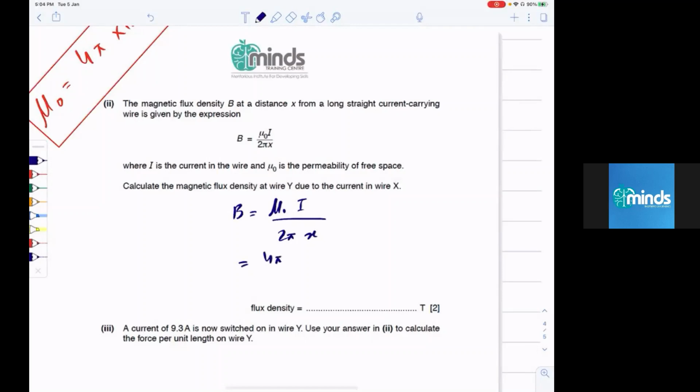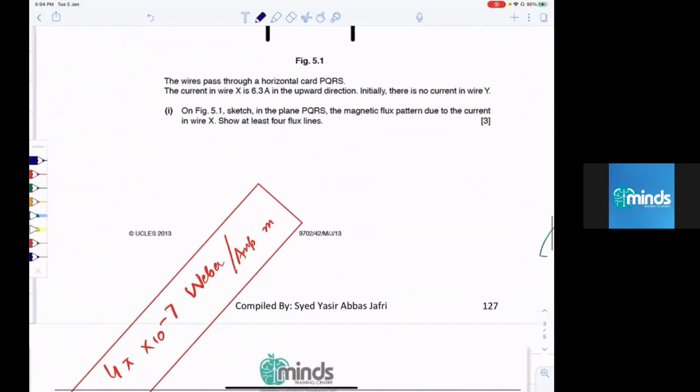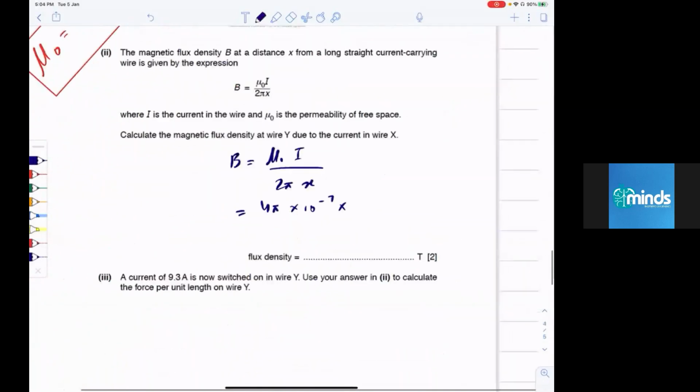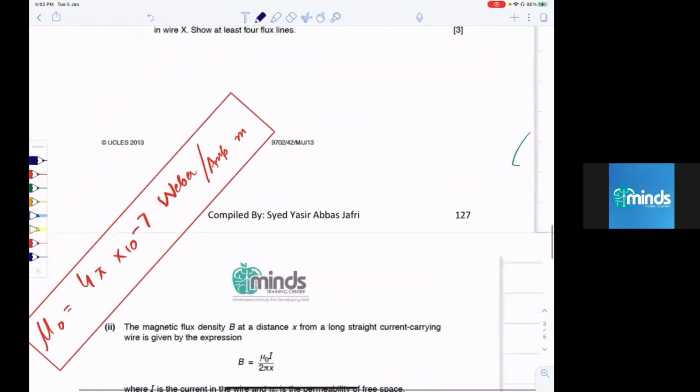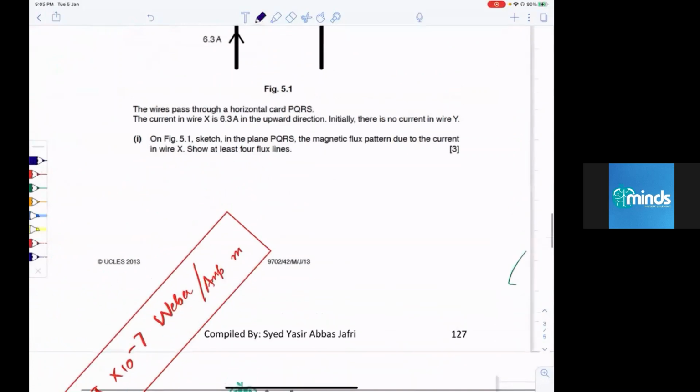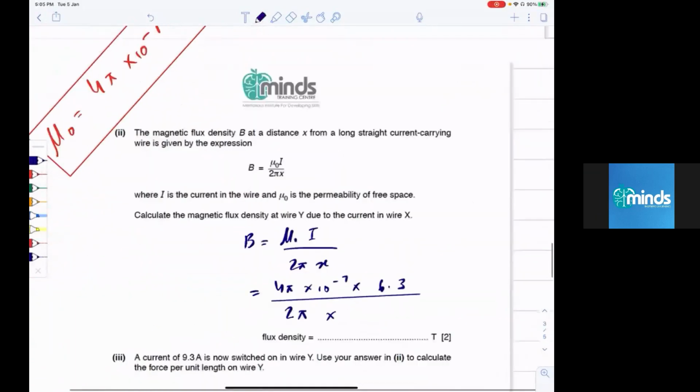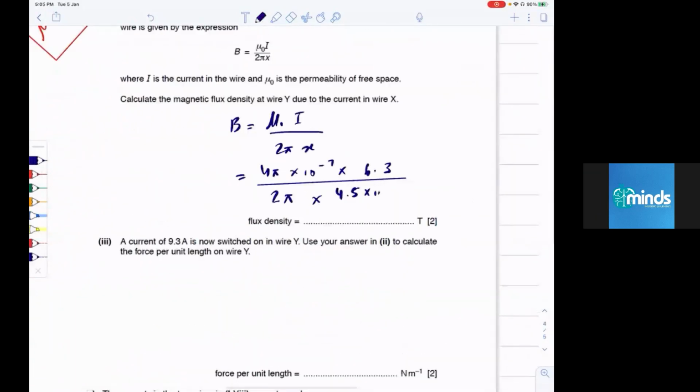So what you will be doing, we know that B equals mu naught I over 2 pi x. Mu naught is 4 pi times 10 to the minus 7. The value of current is 6.3, divided by 2 pi, and the distance is 4.5, which was given. So you will be using 4.5 times 10 to the minus 2 because we always use SI units. Pi and pi will get cancelled. So if I simplify this entire expression, am I getting 2.8 times 10 to the minus 5 Tesla?